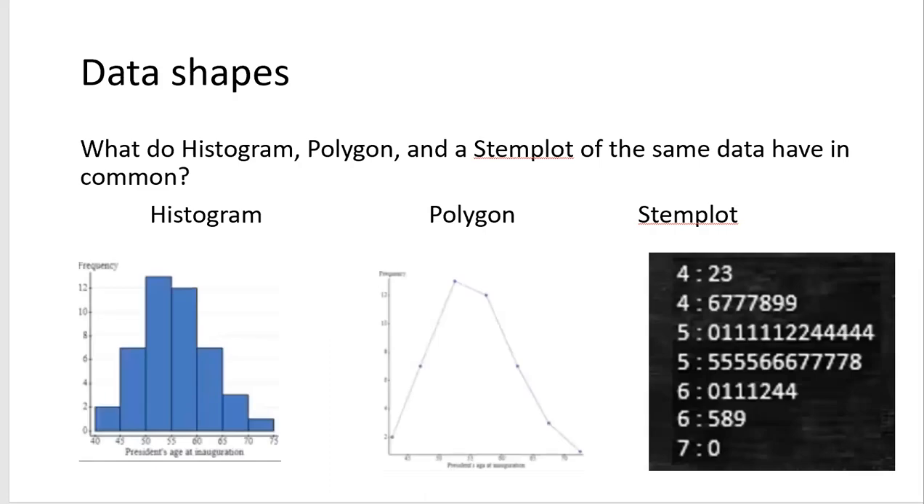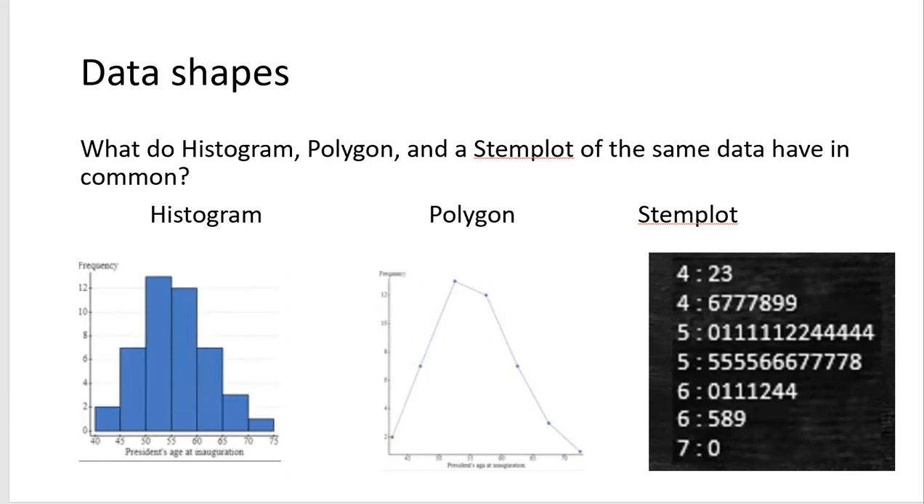Regardless of the method used to summarize the data, all visual summaries of the same data set will have one thing in common. Can you guess what it is? So here are different ways of visualizing the same data. We have a histogram, polygon, and stem plot.